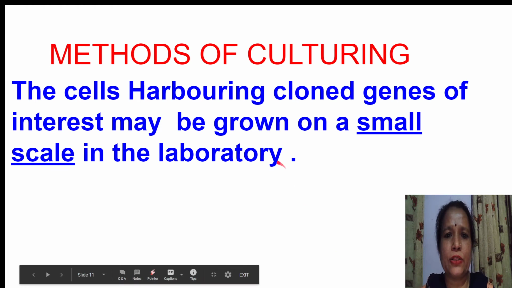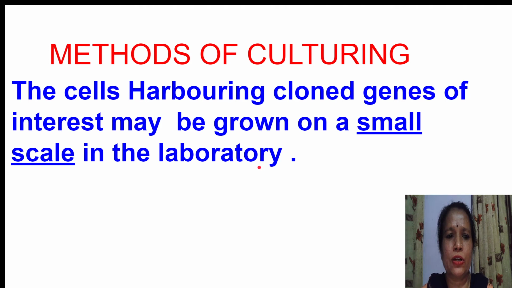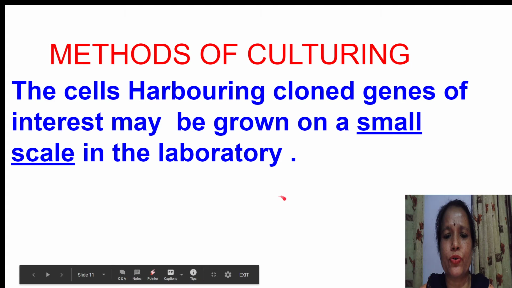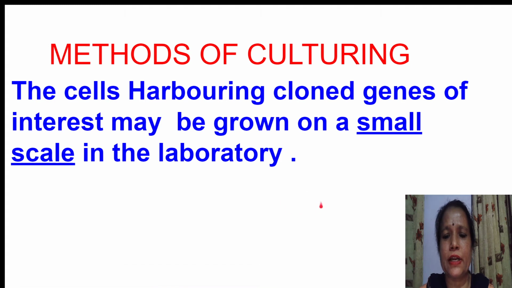Now, methods of culturing. We can culture on a small scale or on a large scale. First we will discuss that cells having cloned genes may be grown on a small scale. That is, in the laboratory we take a petri dish and we take microorganisms in it with a desired gene, and as a result small quantities of the product are obtained. So here we can obtain about 500 ml to 1 liter of the product.